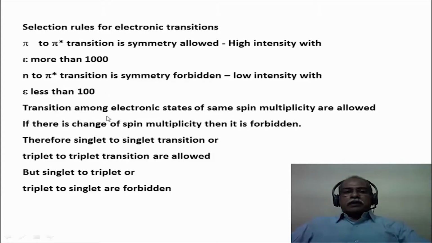Transitions among the electronic states of the same spin multiplicity are allowed, whereas if the spin multiplicity changes during the transition, then it is forbidden. This is exemplified by the fact that the singlet to singlet, in other words, a singlet ground state to a singlet excited state transition, or a triplet ground state to triplet excited state transition are allowed. Most organic molecules are in the singlet state in the ground state, so singlet-singlet transition is possible or allowed, whereas the singlet to triplet transition is a forbidden process. So these are the selection rules that one needs to keep in mind while dealing with the electronic transition in UV visible spectroscopy.